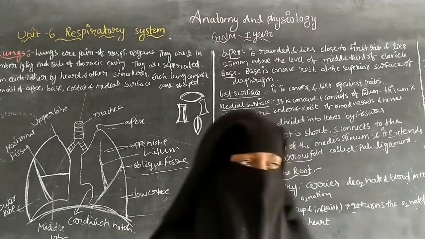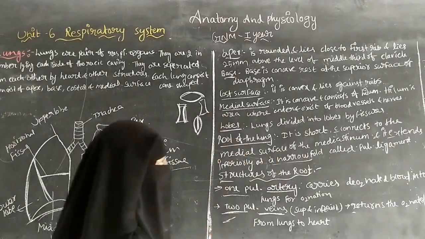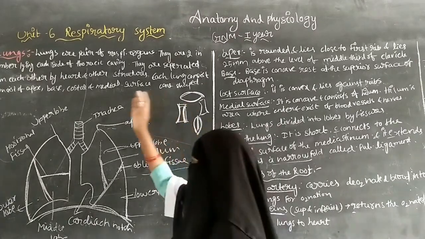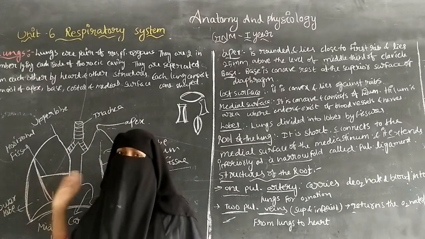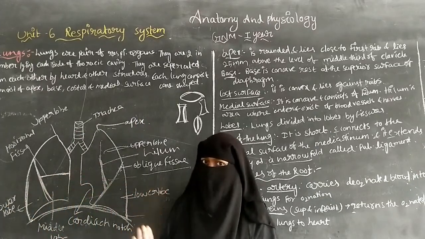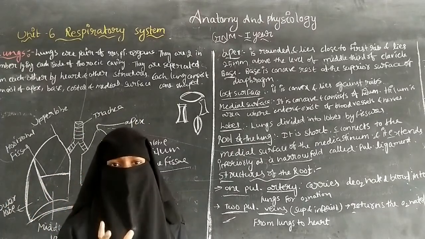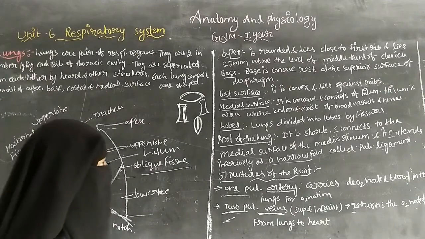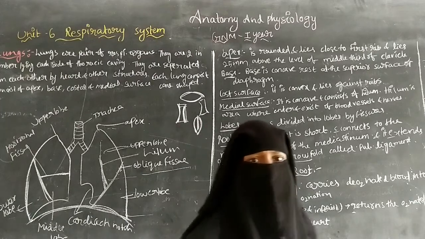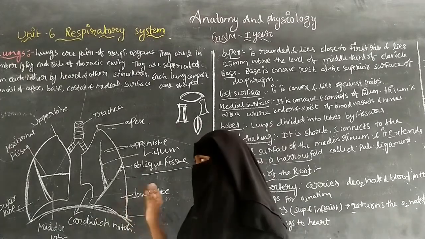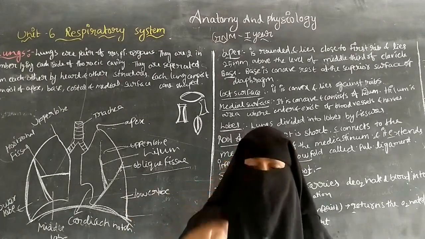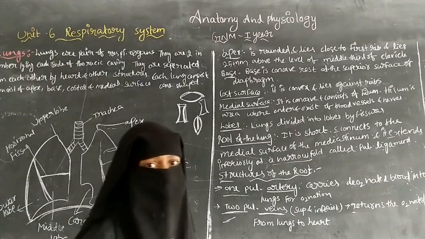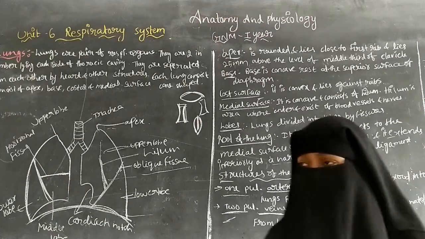Next are the bronchial arteries. One is situated at the right side of the lung and two are situated at the left side of the lung, so there are three bronchial arteries. The bronchial arteries help transport the blood to the lung tissues.